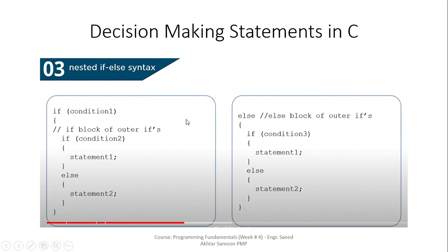So if condition 1 is true, follow this path. If condition 1 is not true, then follow this path. So these are the two paths basically. In the previous example, I showed them in the form of a flowchart. In this example, I am just showing them in the form of pseudocode. So now we'll see the sample code for nested if statements.